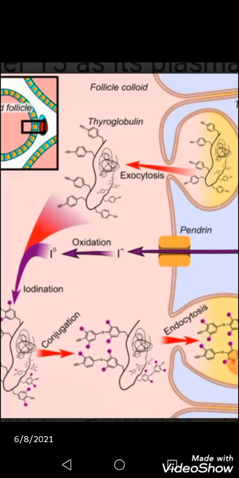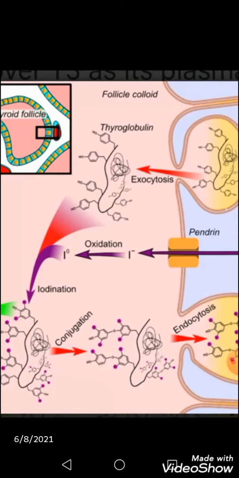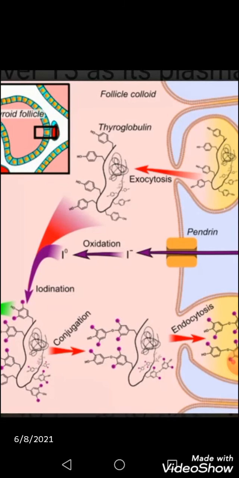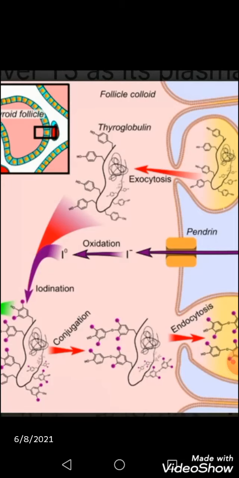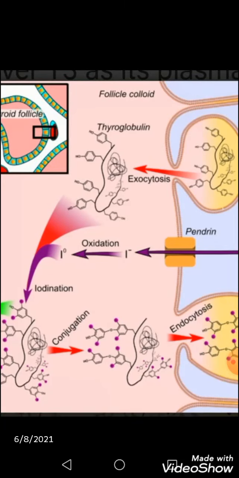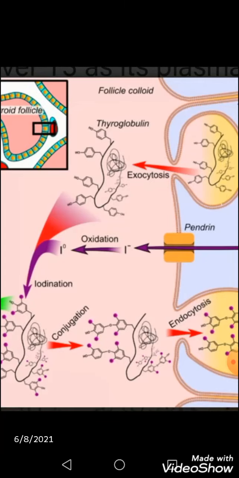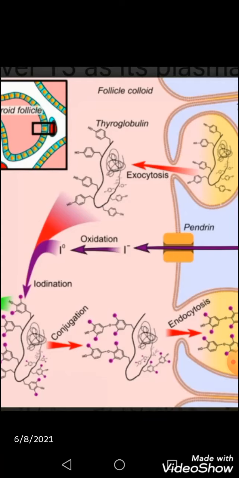What is going to happen now? The iodination of these tyrosine residues of the thyroglobulin molecule occurs, right? The iodination results in the formation of monoiodotyrosine and diiodotyrosine. The abbreviations you may write are MIT and DIT. Now, what is going to happen?